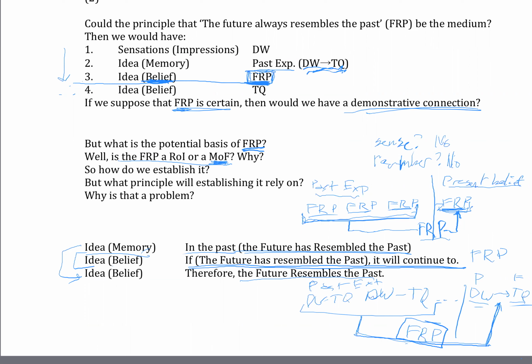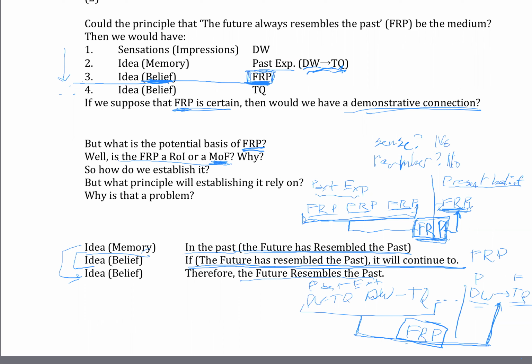But what's wrong with this? What's Hume going to say is the problem? Well, this is circular, right? We wanted to establish that the future resembles the past. But we've had to presuppose that the future resembles the past in order to establish that the future resembles the past.